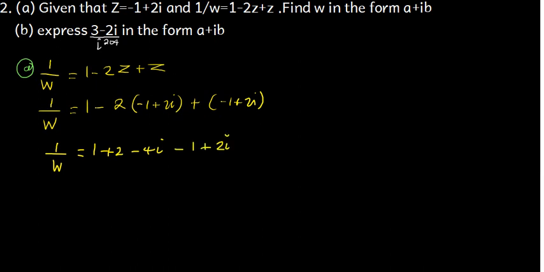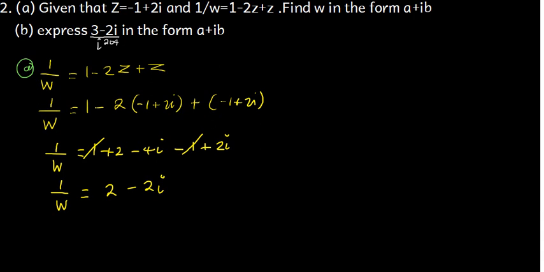So this will give us 1 over w being equal to, well, at this point we can add the like terms. This is a positive 1, and then we have got a positive 2, we have got a negative 1. So 1 plus 2 minus 1, all we can see here is this negative 1 and this positive 1 is going to cancel. So we're going to remain with a positive 2 here. And then we have got negative 4 plus 2i. That is going to give us negative 2i.